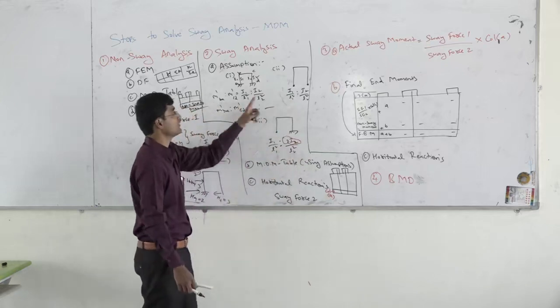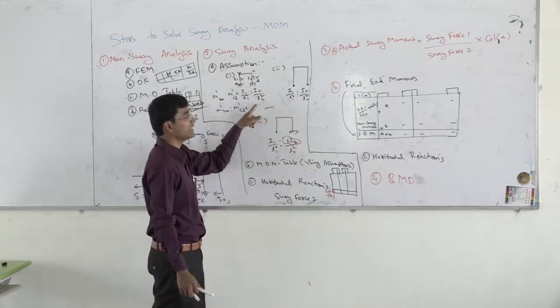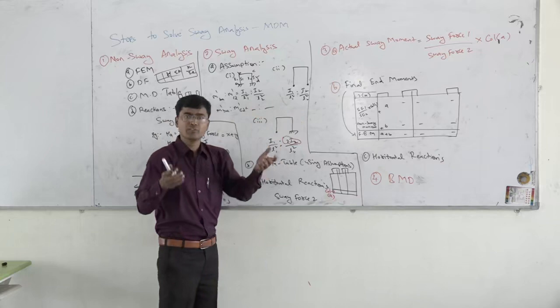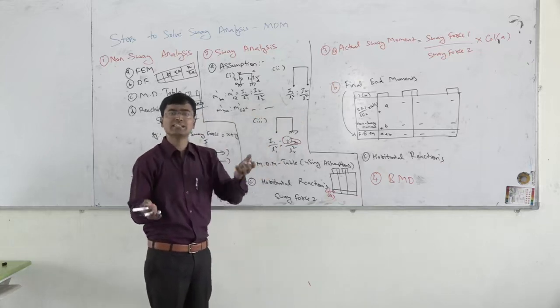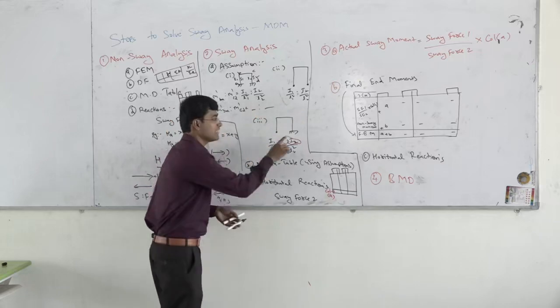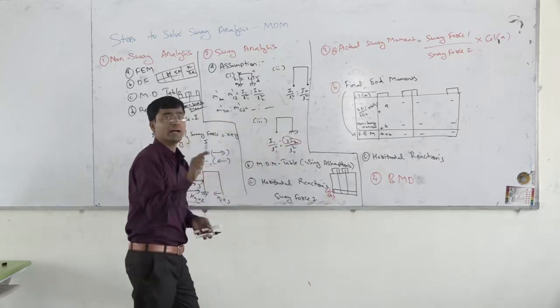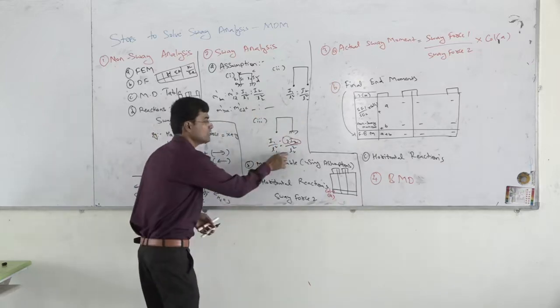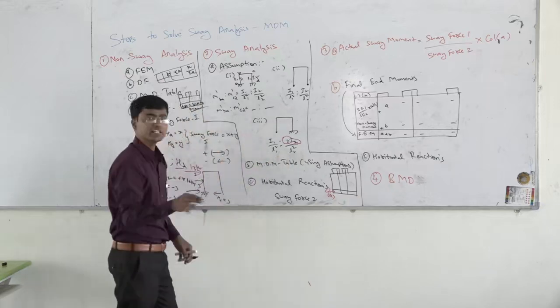But for the first and second case we have I2 by L2 square only. Whenever one support is hinged and the other support is fixed, then for the fixed support only, please be careful, for the fixed support only we will get 2 I2 by L2 square. So these are my 3 different cases.